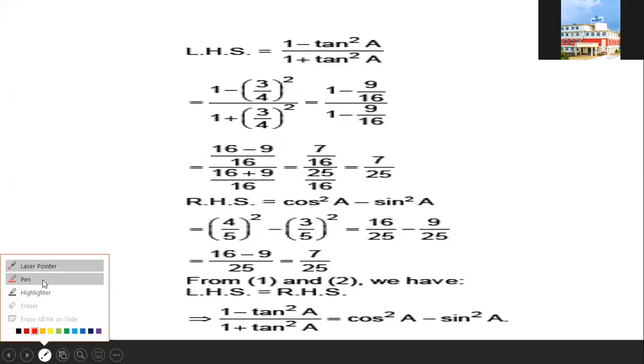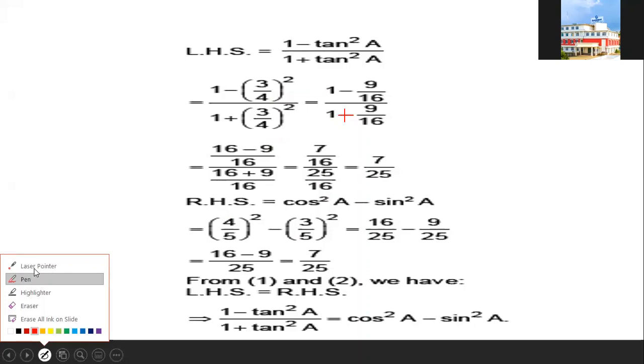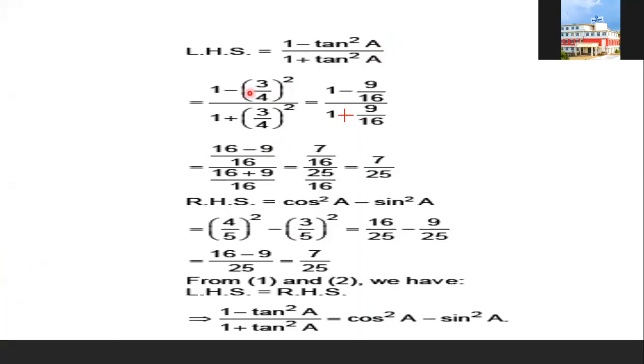First I'll take the LHS, children. Left hand side, I'll apply the tan value. Tan is 3 by 4. Tan square is 3 by 4 whole square. Am I clear? Yes, ma'am. Children, here plus has to come. I've taken the screenshot, so here plus is there, okay? So I'll apply the tan value in the left hand side first.